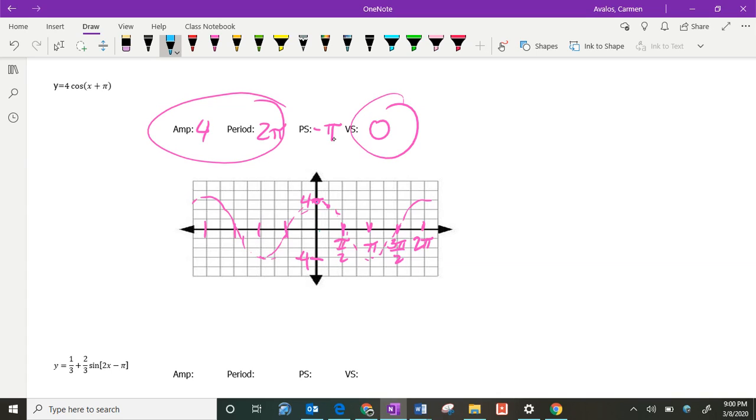So that means pi is 2 tick marks. So I'm going to move this 2 tick marks. So this one went in this direction, 2 tick marks. This one went in that direction, 2 tick marks. This part went into that direction, 2 tick marks.